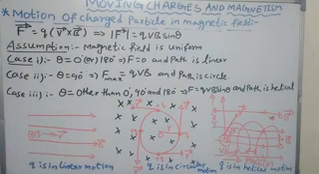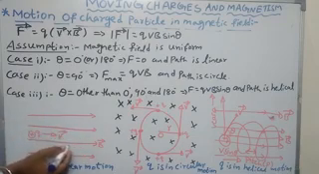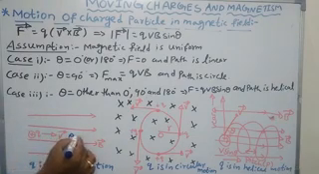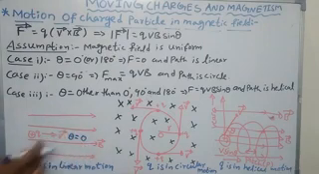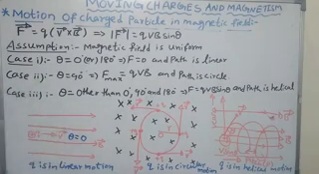Now the charged particle is moving parallel to the magnetic field. In this case, what is theta? Theta, the angle between the velocity of the charged particle and the magnetic field, is equal to 0 degree.